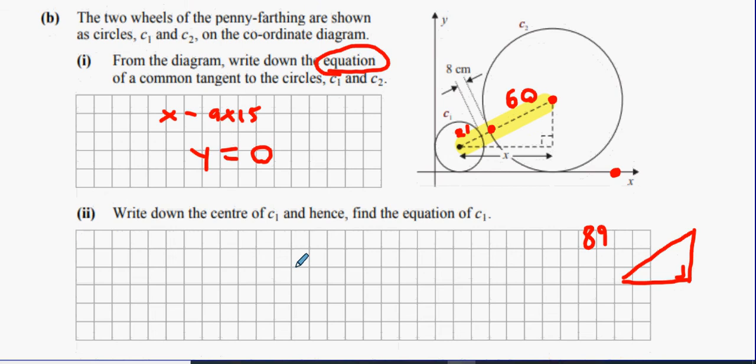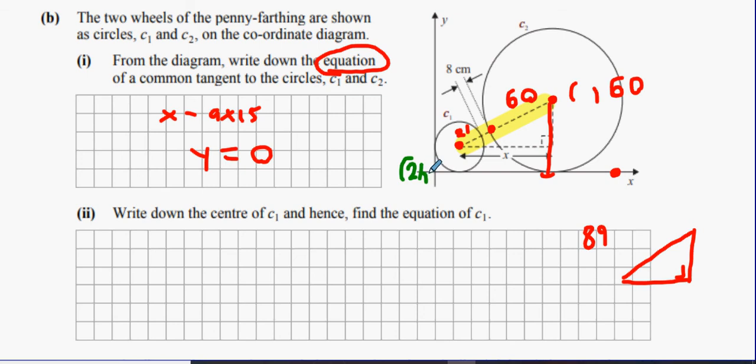What do we have next then, guys? Write down the center of C1 and hence find the equation. Now, would everybody agree that this one here has to be how high in the air? Does it really have to be 60 into the air? Yeah, exactly. Now, what can we say about this point here?